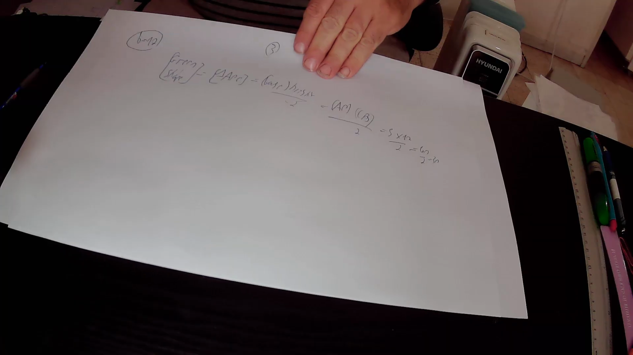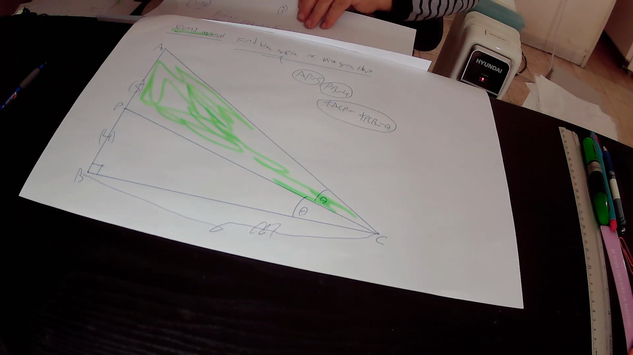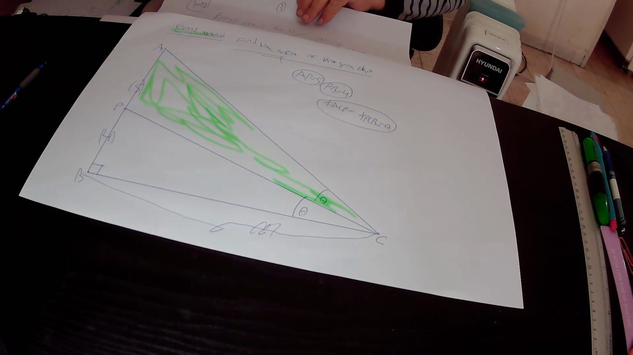So on both methods, we found out that the area of this green shape, this is the area that we are looking for, is equal to 30 square units in size.